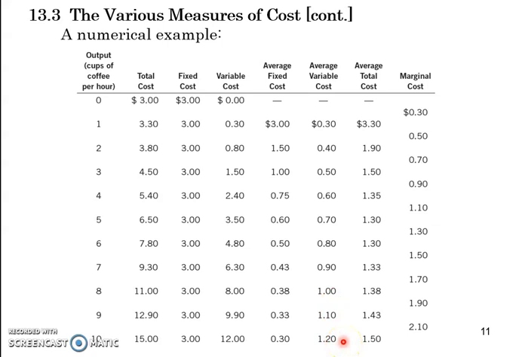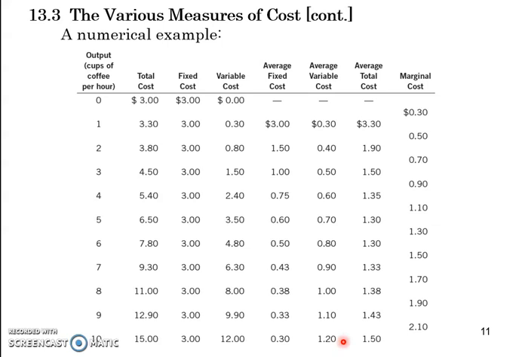What does this mean? This means to be able to produce 1 cup of coffee, we have to spend more and more on variable inputs. That's why we'll get a higher and higher variable cost. Now, why do we have to spend more on variable inputs? Because each unit of variable input becomes less productive.